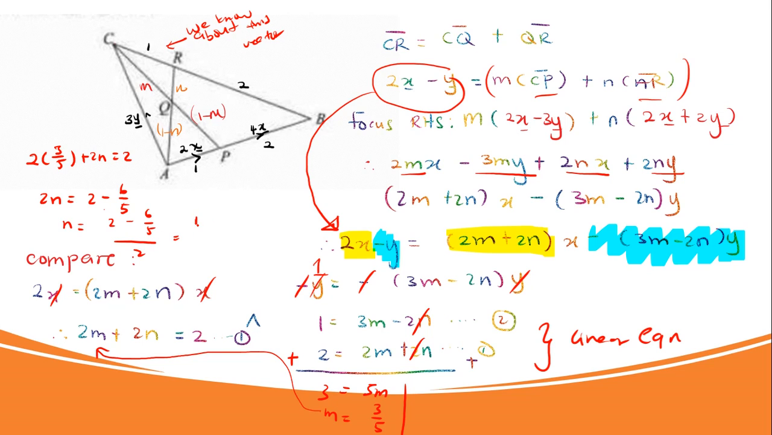So this is 1, so 2 divided by 2 is 1. Negative 6 over 5 divided by 2 is 6 over 10. Press your calculator, or this is actually easy. This is actually 4 over 10. So 2 over 5. Okay, so this is n equivalent to 2 over 5 and m equivalent to 3 over 5.